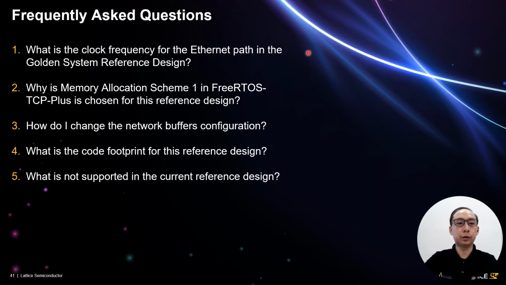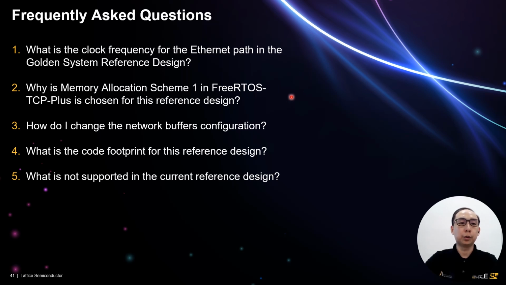Now, the first question: what is the clock frequency for the Ethernet path in the Golden System Reference Design? So the clock frequency is set to 125 MHz for the Ethernet TSE MAC, SGMII, and the SGDMA.